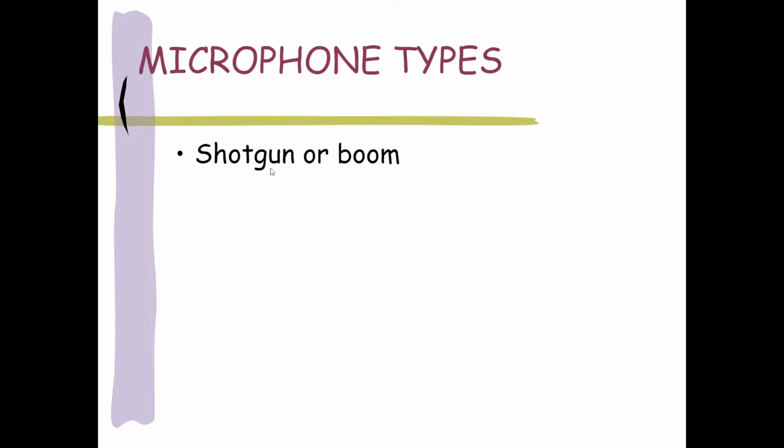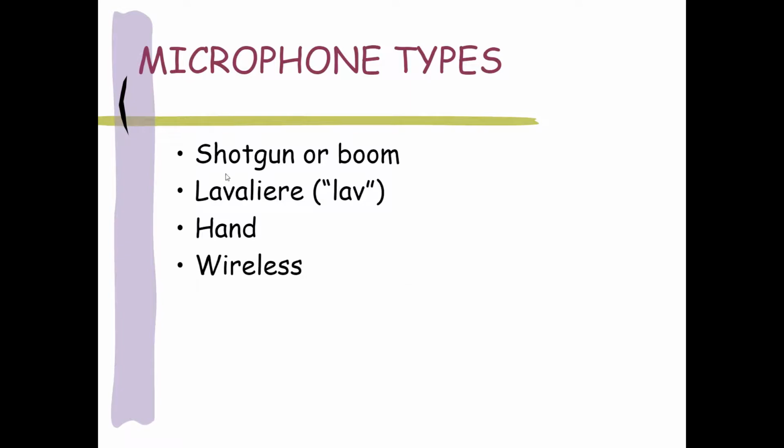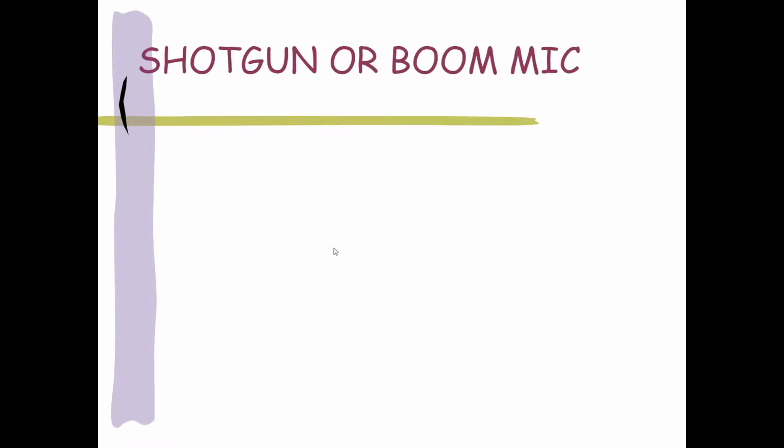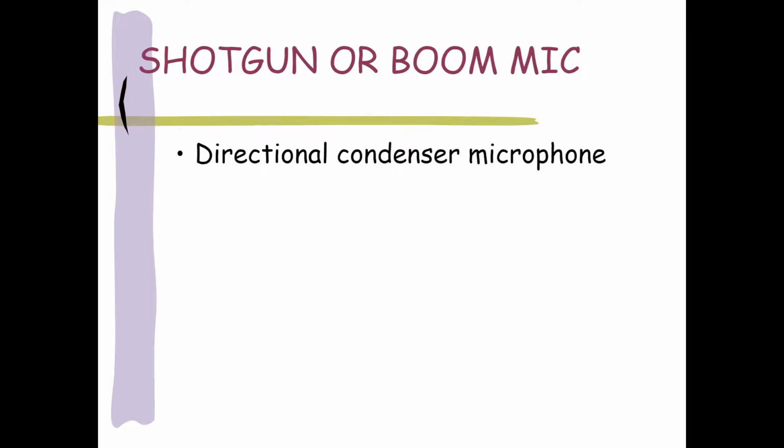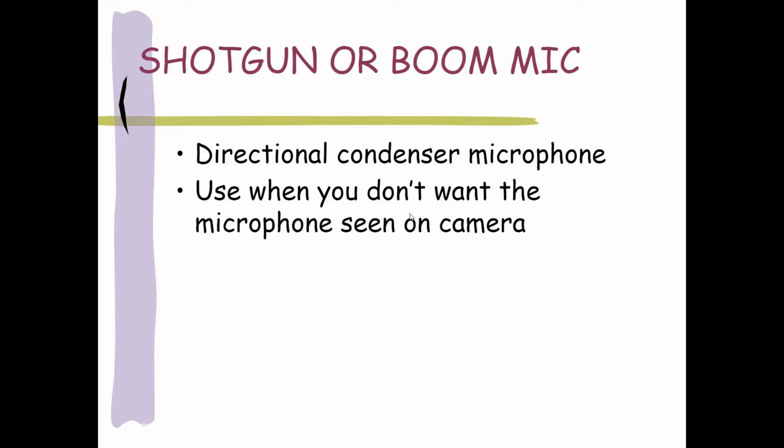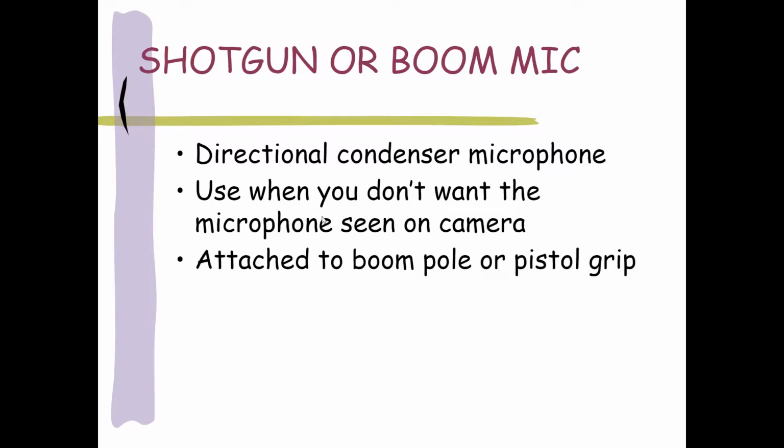Other microphone types are shotgun or boom mic, a lavalier, lav for short, handheld, wireless. We have USBs. There's a lot of different types, but these are probably the most common ones. So let's talk about the boom mic, often called a shotgun. This is a directional condenser microphone used when you don't want the microphone seen on the camera. So in the movies where you don't want to see the microphone. The microphone is attached to a boom pole or pistol grip.